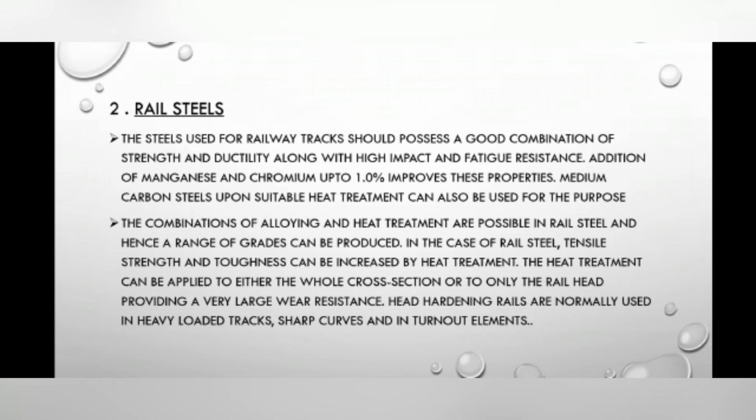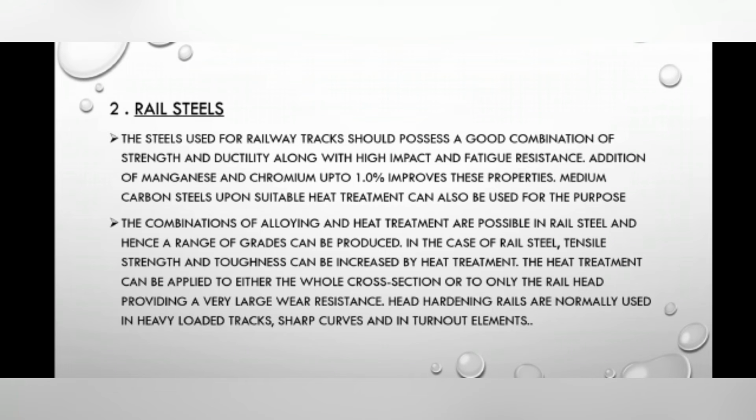So, in addition to this, we can add manganese and chromium up to 1% to improve these properties, or a medium carbon steel with suitable heat treatment can also be used for the purpose. The combination of alloying and heat treatment is possible in railway steels, and hence a range of grades can be produced in the case of rail steels.